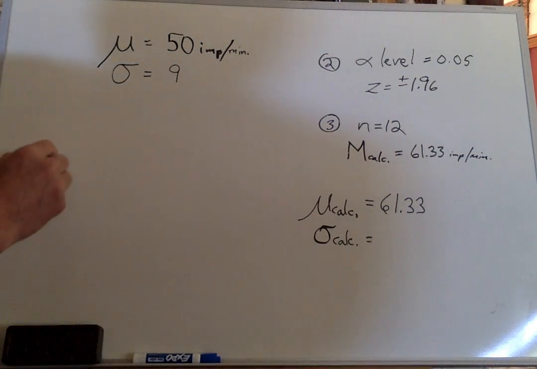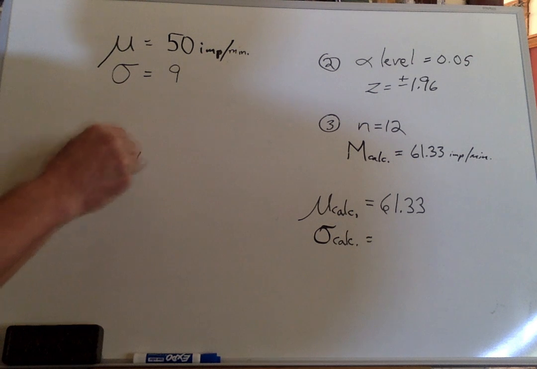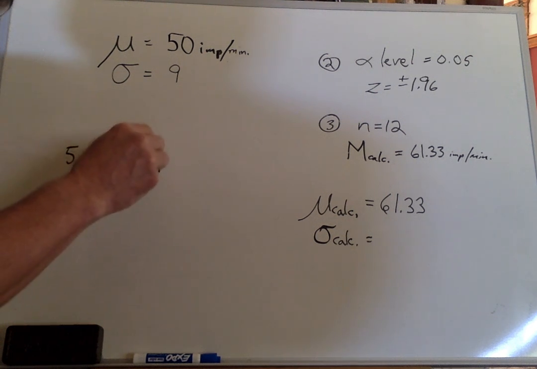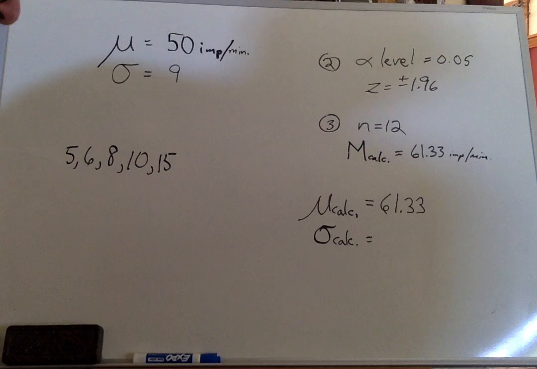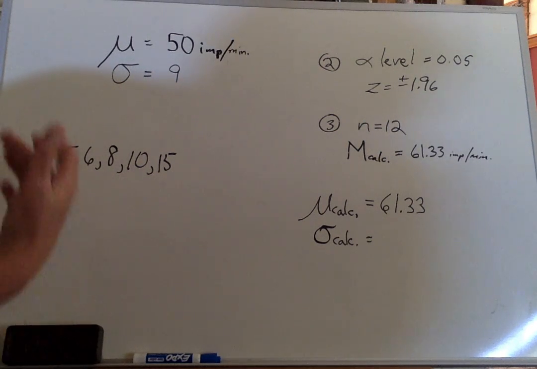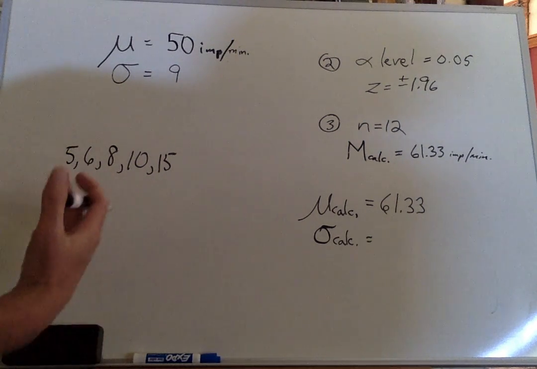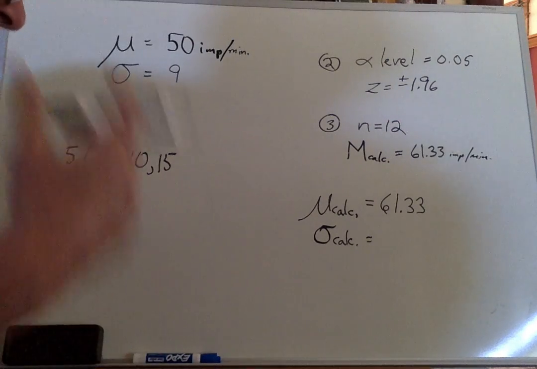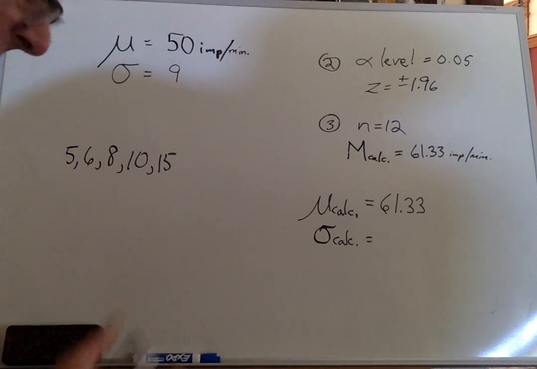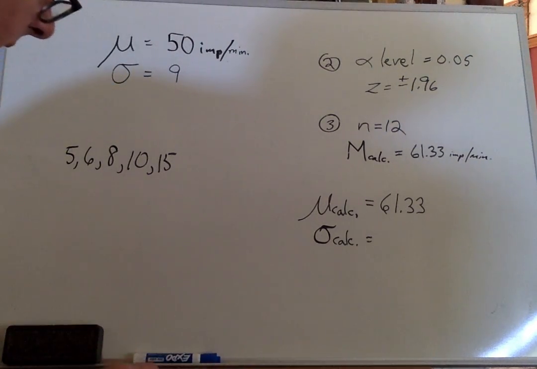If I take a group of numbers, let's say 5, 6, 8, 10, 15, we could calculate the sum of squares for this. We could calculate the standard deviation, right? I mean, you guys can do that now. And it's a good thing. You're really learning a lot.